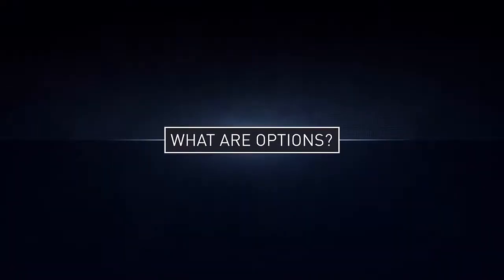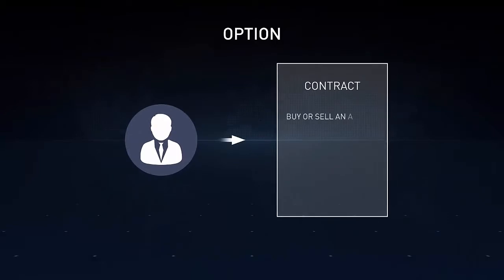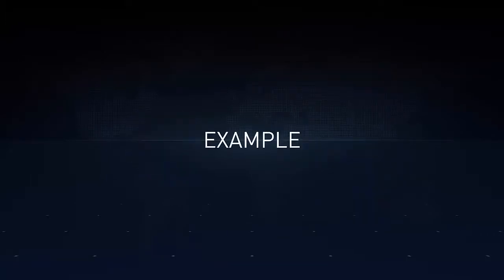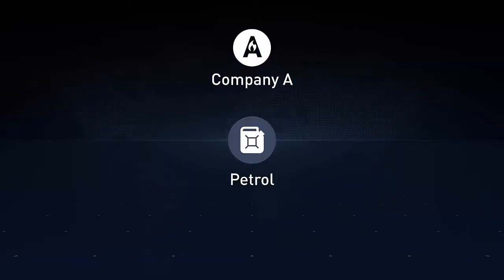What are options? An option is a contract that gives you the right to buy or sell an asset at a preset price at a specified moment of time in the future. Let's take an example. Company A sells petrol. The cost price of petrol includes, among other things, the cost of raw material. In our case, it's oil.